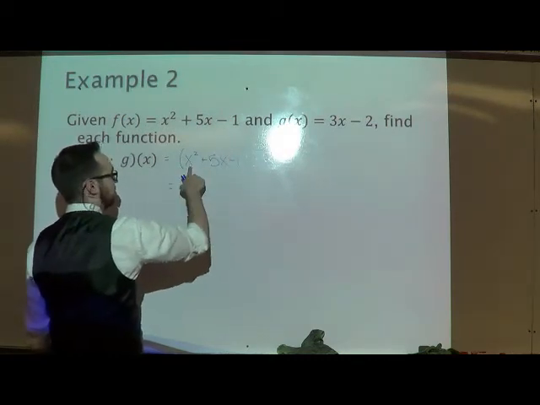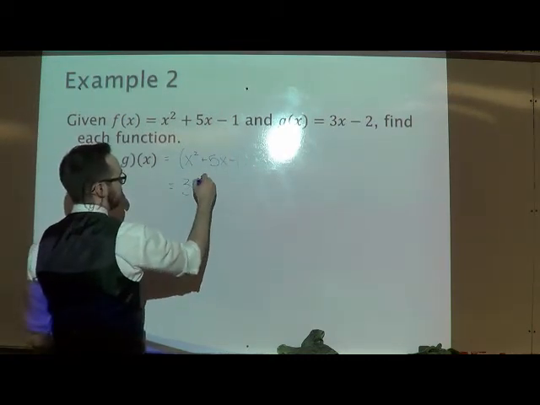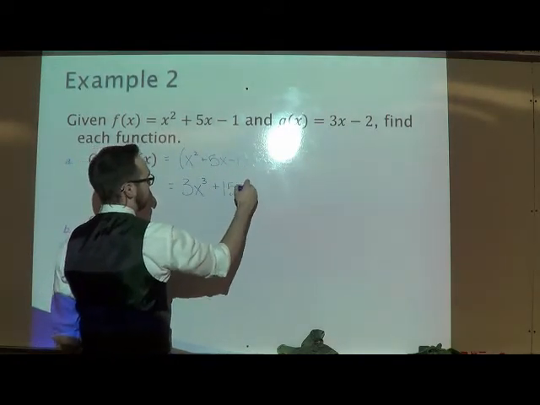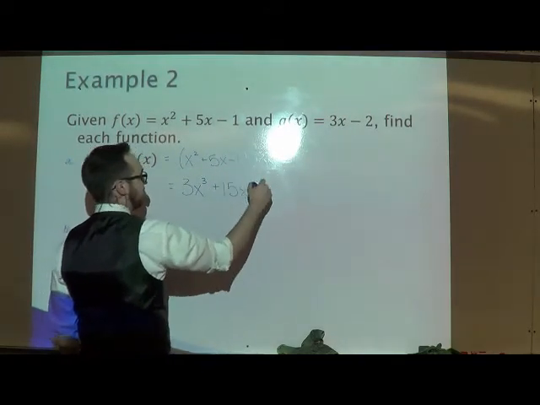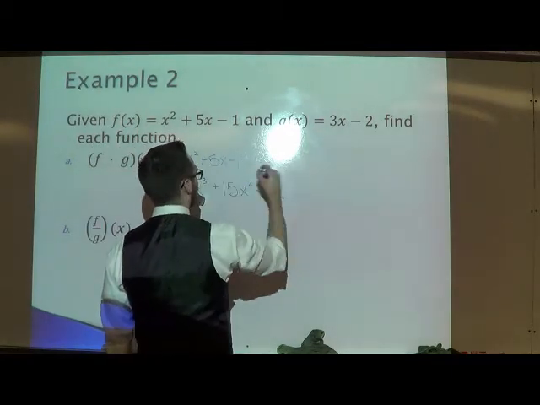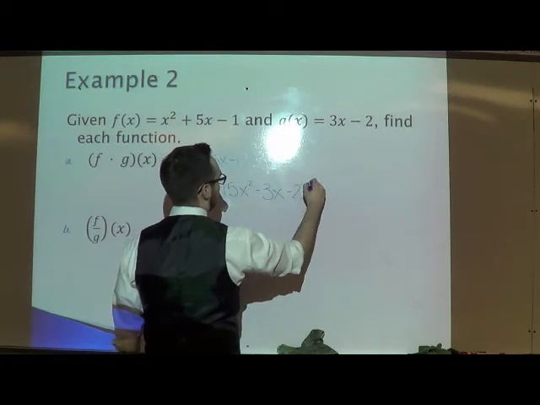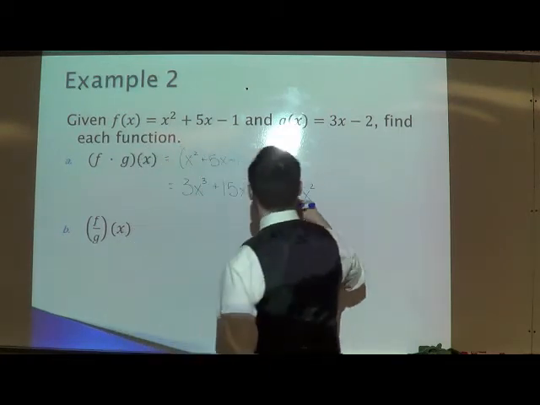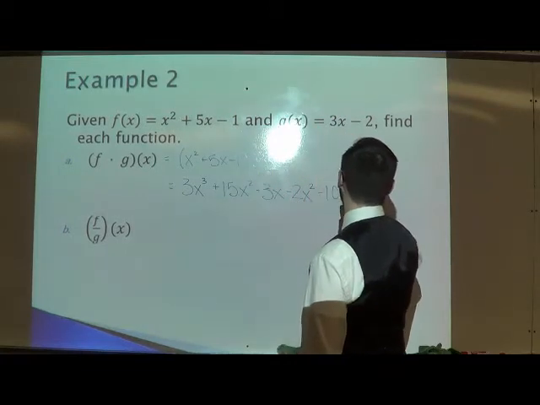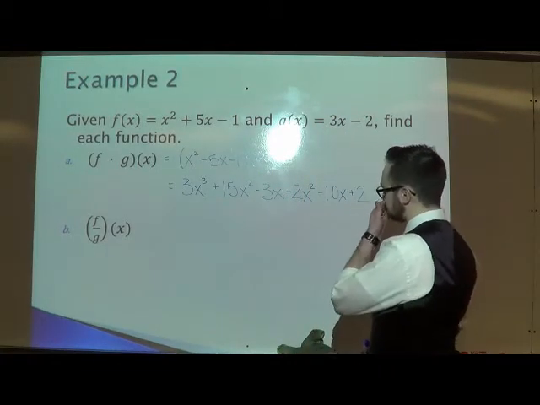So 3x times x squared is 3x cubed. 3x times 5x is 15x squared. 3x times negative 1 is a negative 3x. Negative 2 times x squared is a negative 2x squared. Negative 2 times 5x is a negative 10x. Negative 2 times negative 1 is a positive 2.